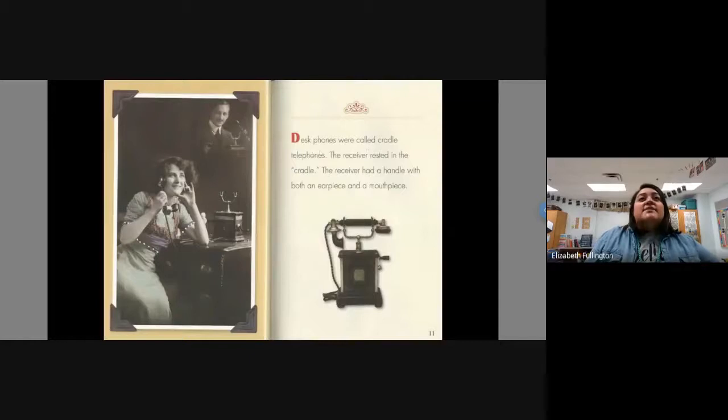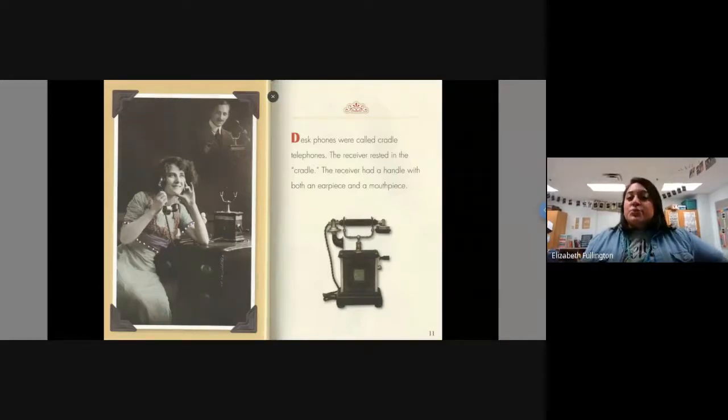It says desk phones were called cradle telephones. The receiver rested in the cradle. The receiver had a handle with both an earpiece and a mouthpiece. So this one, it cradled the phone, so basically it holds the phone at the phone stand, and then you can crank it right here. It's almost like a jack-in-the-box. You remember those things where they pop up on you when you have to crank it? So it looks just like that.